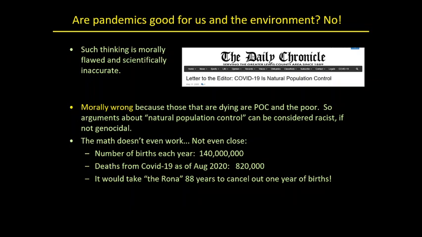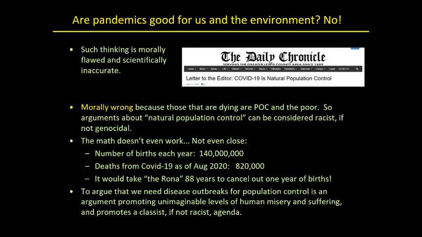Certainly other diseases are killing a lot more. Malaria, for example, is killing about 1 million people a year. So that would be less than what I'm projecting here for coronavirus if this continues until March. But the big point of this is that if you're going to argue that we need disease outbreaks for population control, then you are arguing for unimaginable levels of human misery and suffering. And you're really promoting a classist, if not a racist agenda, given the disproportionate impacts of this disease and other diseases on people of color and the world's poor.